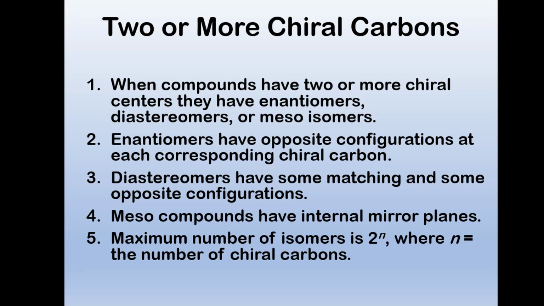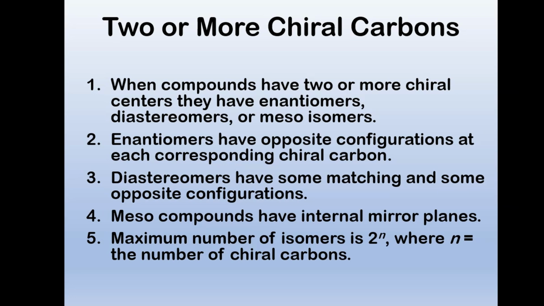When a compound has two or more chiral centers, they have enantiomers, diastereomers, or meso isomers. We've looked at a meso isomer, but I haven't called it a meso isomer because we weren't to this point yet. We'll see what a meso isomer is. Enantiomers have opposite configurations at each corresponding chiral carbon. Diastereomers have some matching and some opposite configurations. And what makes a meso compound is it has an internal mirror plane.